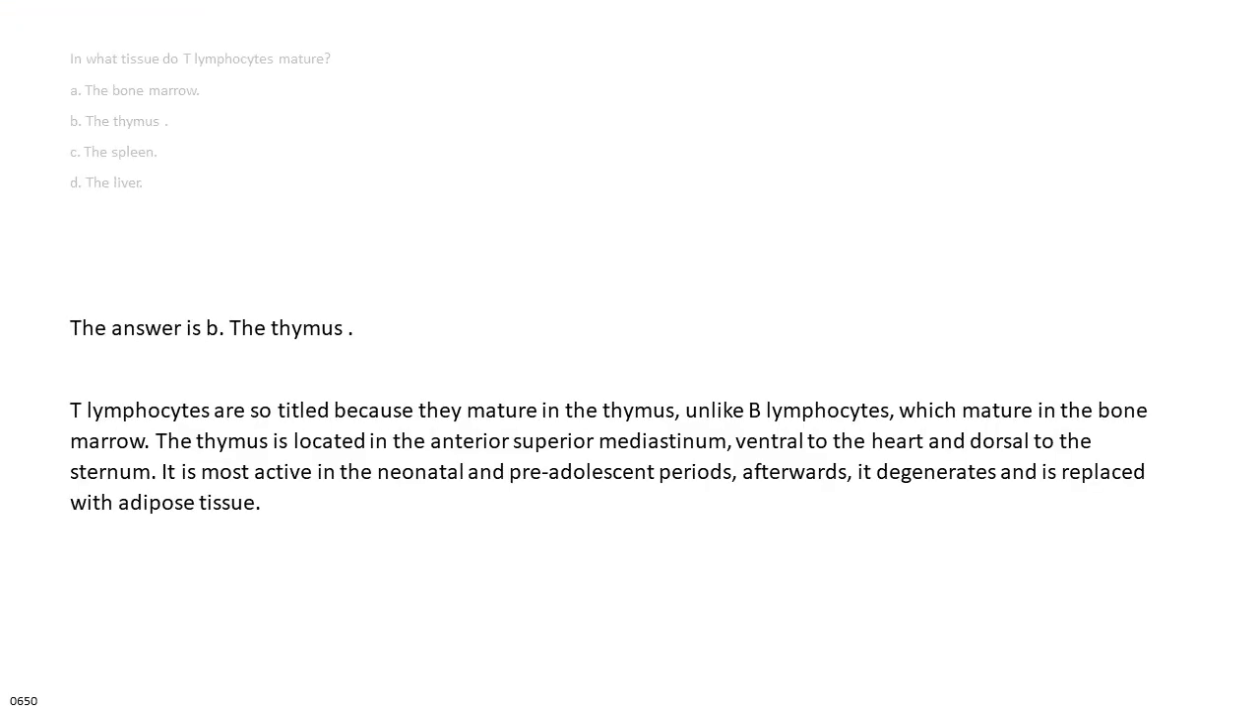T lymphocytes are so titled because they mature in the thymus, unlike B lymphocytes, which mature in the bone marrow. The thymus is located in the anterior superior mediastinum, ventral to the heart and dorsal to the sternum. It is most active in the neonatal and pre-adolescent periods. Afterwards, it degenerates and is replaced with adipose tissue.